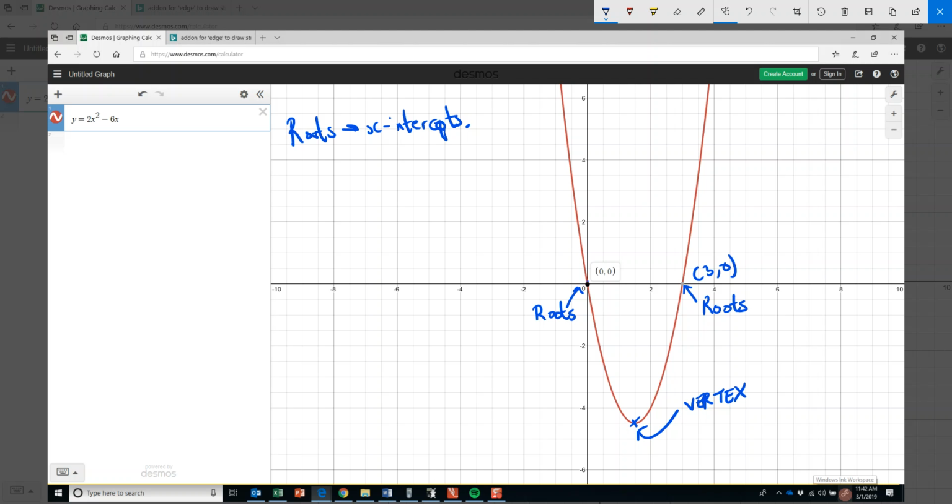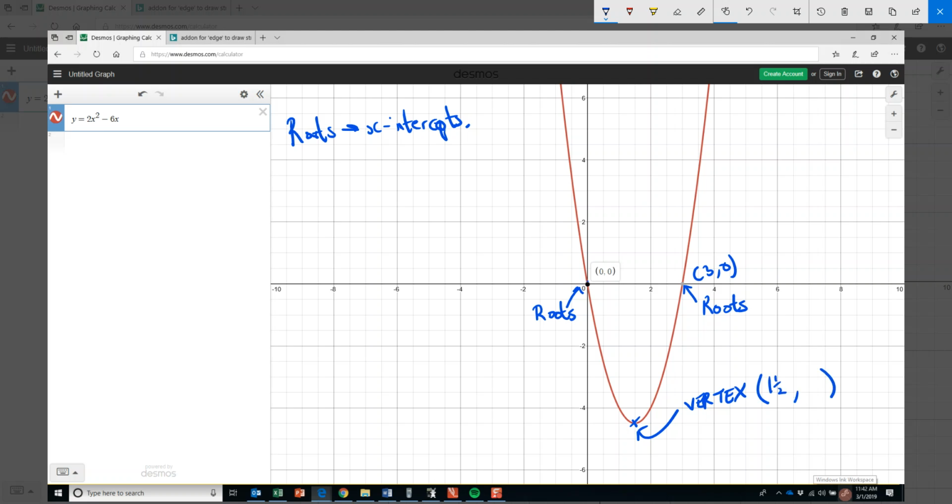How can I work out the vertex from the information I've got? Find the middle point, because I know that my parabolas are always symmetrical. So if my parabola is symmetrical, my vertex is going to be smack bang in the middle of these two points. So what is the x-coordinate of my vertex? 1.5. Good. So it's between 0 and 3, so it must be 1.5.